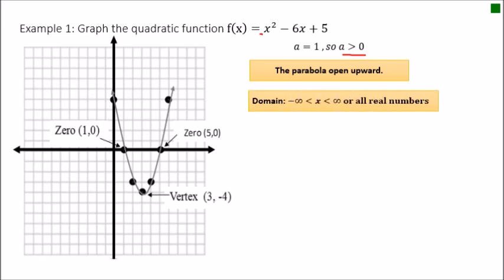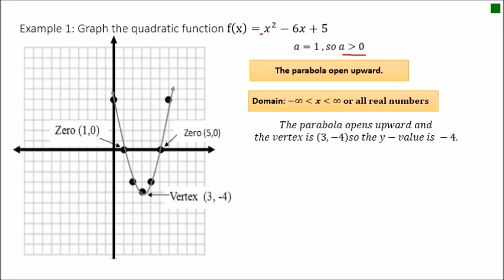Okay? And then, for the domain, we just have here the set of all real numbers. For the range, the parabola opens upward and the vertex is 3, negative 4. Okay? When you already have a graph, there's no need to compute or solve for the value of y for the range. You just look at your vertex. So, our vertex here is 3, negative 4. So, the y value is negative 4 because the x value is 3. So, therefore, the range is y is greater than or equal to negative 4.